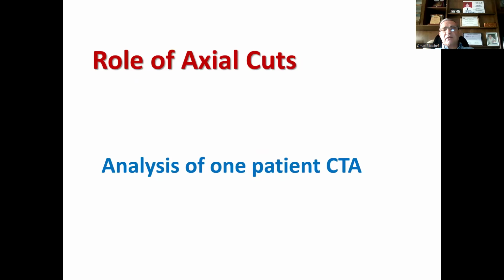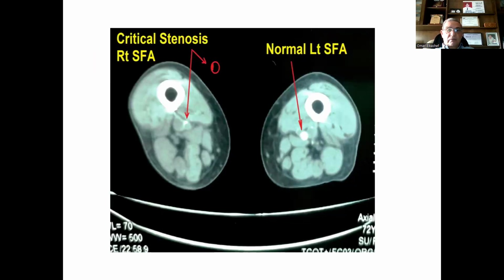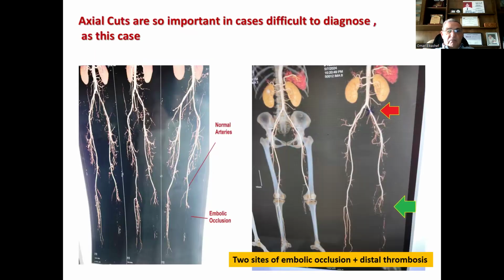The raw axial cut, as I said before, is very important. And this is analysis of one patient's CTA. This patient has a critical stenosis of the right SFA. It is diagrammatically represented as occlusion of the SFA with a very narrow eccentric flow, while on the other side there is a normal left superficial femoral artery. But axial cuts are so important in cases difficult to diagnose, as in this case.